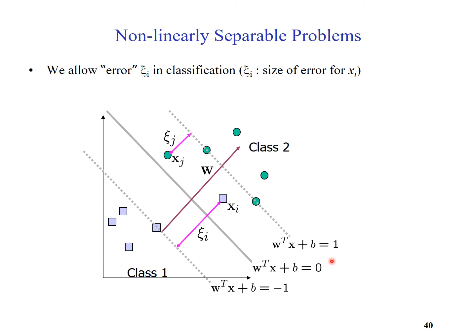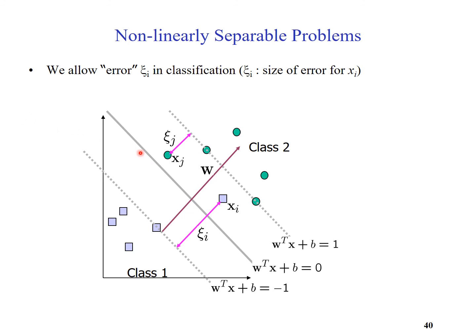Before I move on, you may wonder, okay, then what if we draw a line with something like this? Then we have no error, right? Yeah, we have no error for this data. For this training data, we have no error.